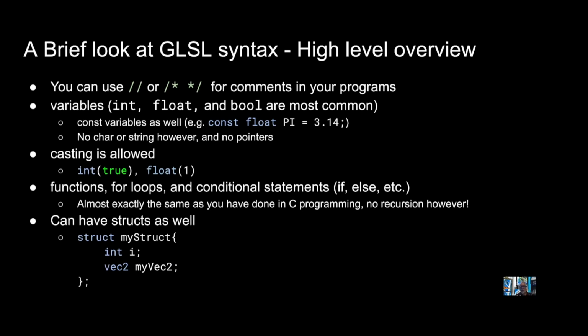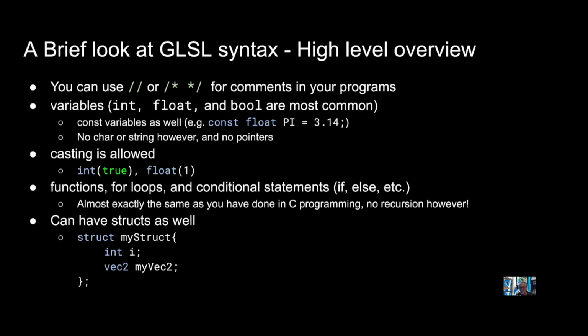GLSL is a very simple language. You can have comments, same thing as in C or Java or TypeScript. You have scalar variables: int, float, and bool. You can cast between them, which means you can convert between them. In TypeScript, you use ceiling and floor, etc. You have for loops and conditional statements, pretty much the same as C programming. You can't have recursion. That's because of the hardware limitations.